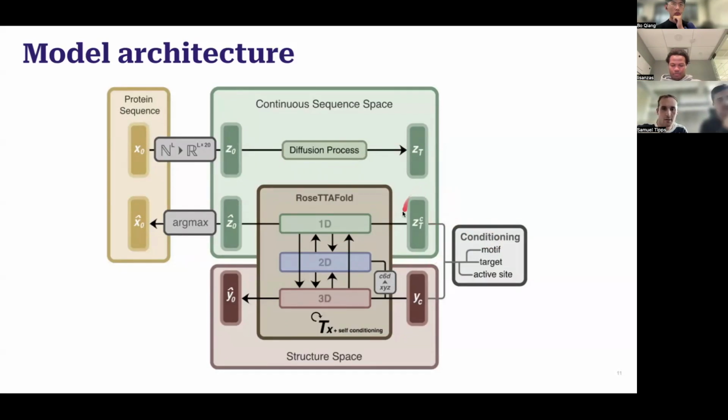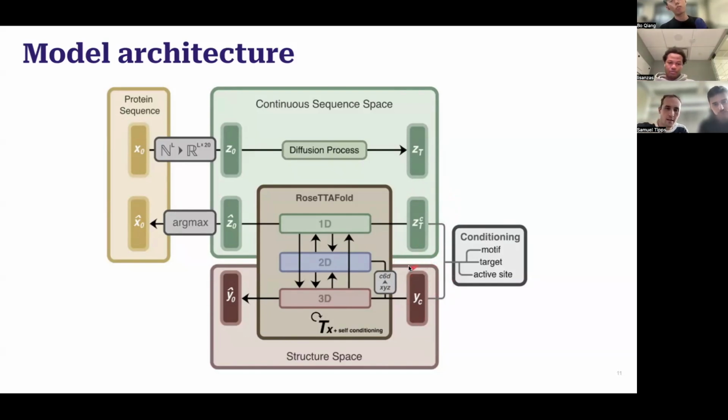Some of these features, including DSSP information to predict the secondary structure, are all concatenated onto this 1D track. And then in the 3D track, we can provide things like the active site for a protein, if it's an enzyme that we're scaffolding, or some other structural motif as well. This conditioning information can be fed in through the 3D track here.